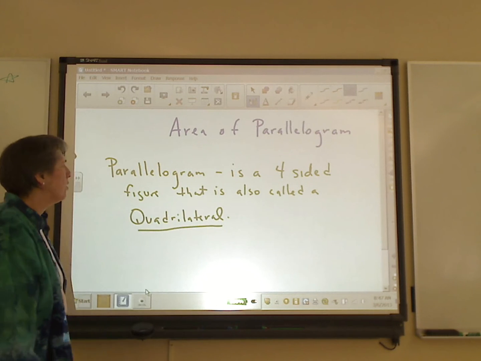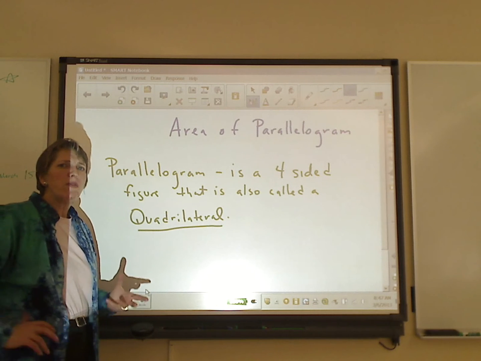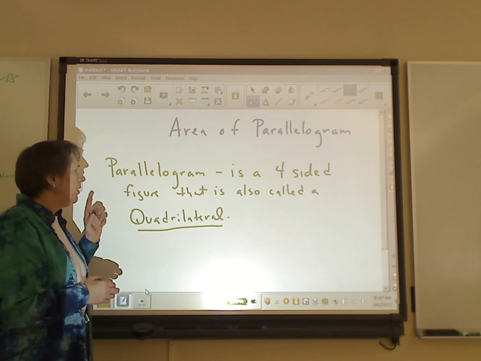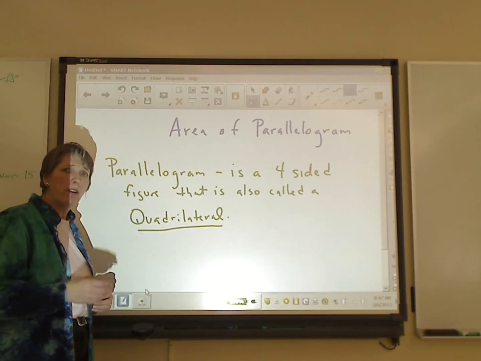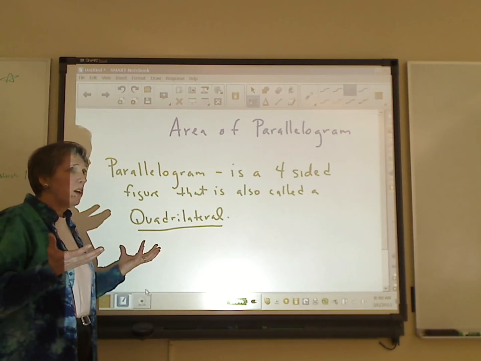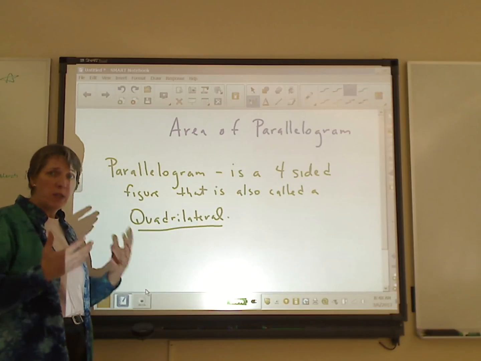P-A-R-A-L-L-E-L-O-G-R-A-M, parallelogram. Well, a parallelogram is a four-sided figure that is also called a quadrilateral. A parallelogram is a four-sided figure.